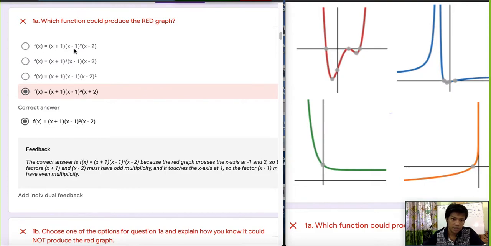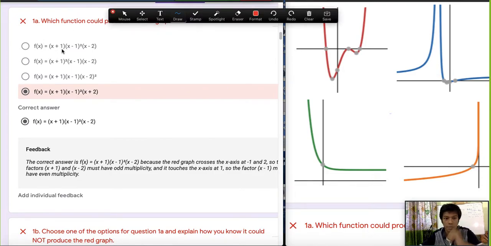And let's start with the first one. This is plus 1. Let me bring some editing tool. This is plus 1. So real 0 is minus 1. This is minus 1. So real 0 is plus 1. And this one is minus 2. So real 0 is plus 2. And this one is minus 1. So, and power is what? Power is 1. So it is cross. Power is 2. So it is touch. Power is 1 here. So it is cross.